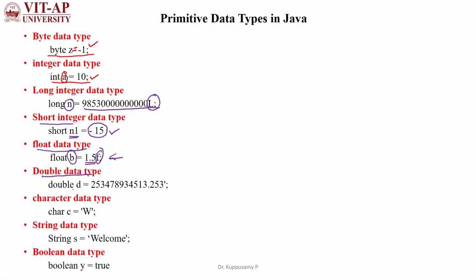The double data type can represent large numbers with a fractional portion. Here the double data type d stores this value. And for the character data type, a value such as an alphabet letter, or whatever is represented inside single quotes, is taken as a character. And the string data type, a sequence of characters within single or double quotes, is considered a string. And the boolean data type represents the value either true or false.